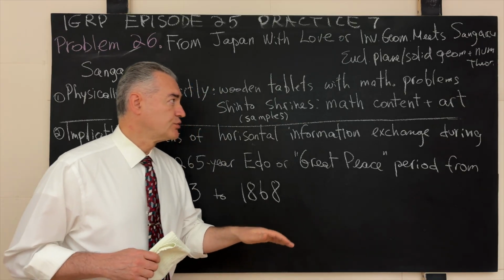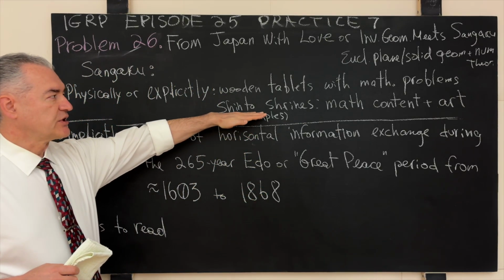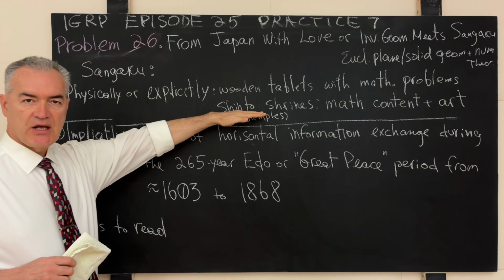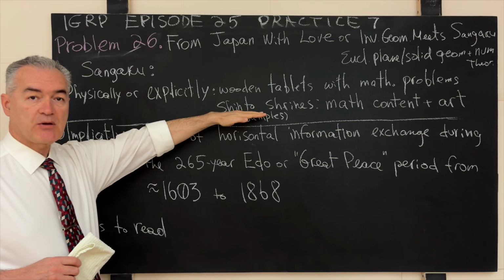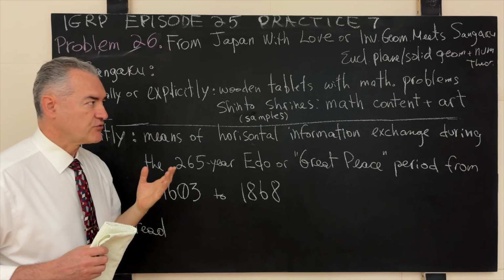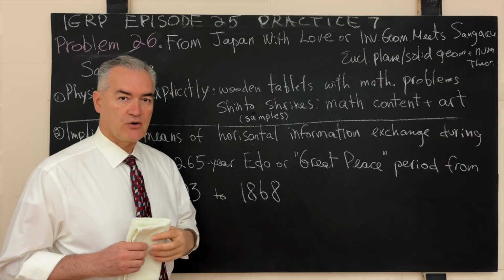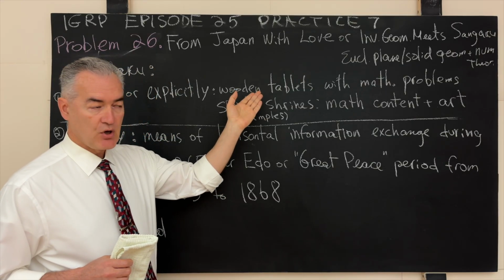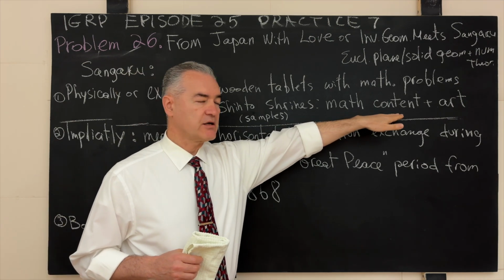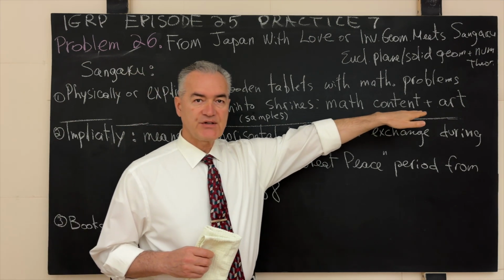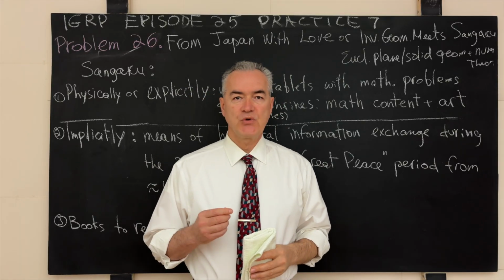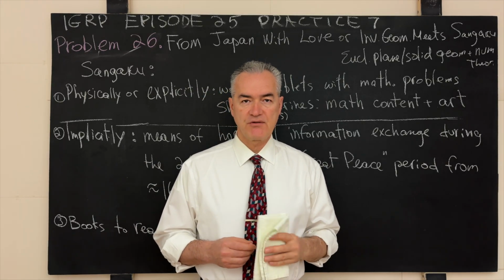And these wooden plates would be normally hung in a prominent place by the entrance into a Japanese religious building or Shinto shrine. And one of the characteristic features of the physical implementation of Sangaku was the combination of the mathematical content and the artistic elegance or the artistic exquisiteness of their rendering.